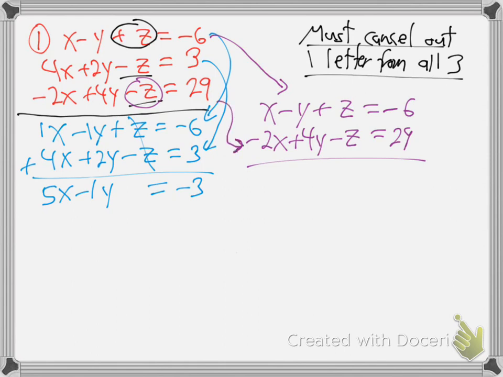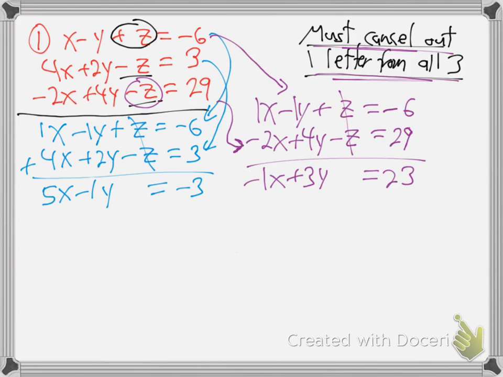Why am I doing equation 1 and 3? Because the z's will cancel again. So what do I get here? 1x minus 2x is minus 1x. 4 minus 1 is 3y. And that's what, 23? Okay, so now, that's the first thing. You must get rid of one letter from all three. See how I got rid of z from all three? Now I have two equations with two letters.